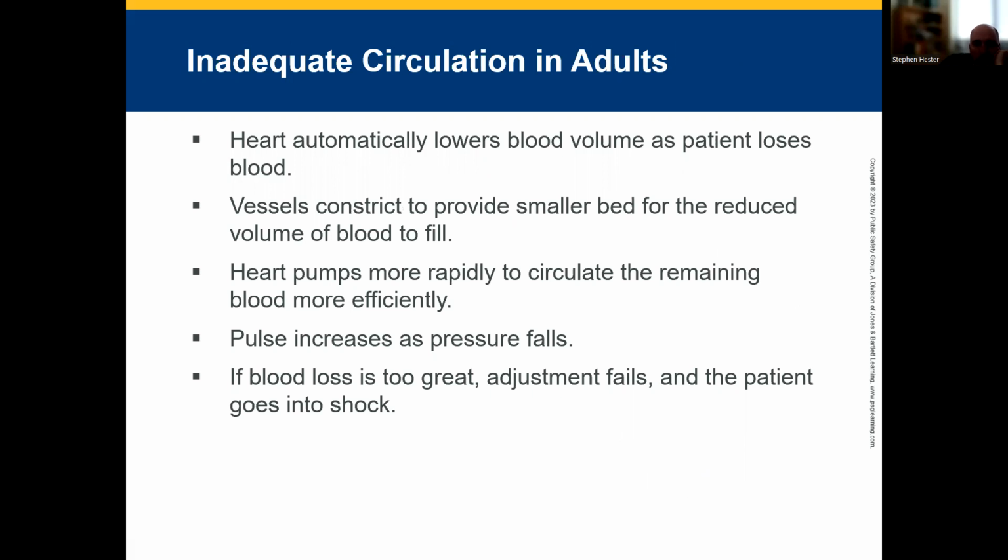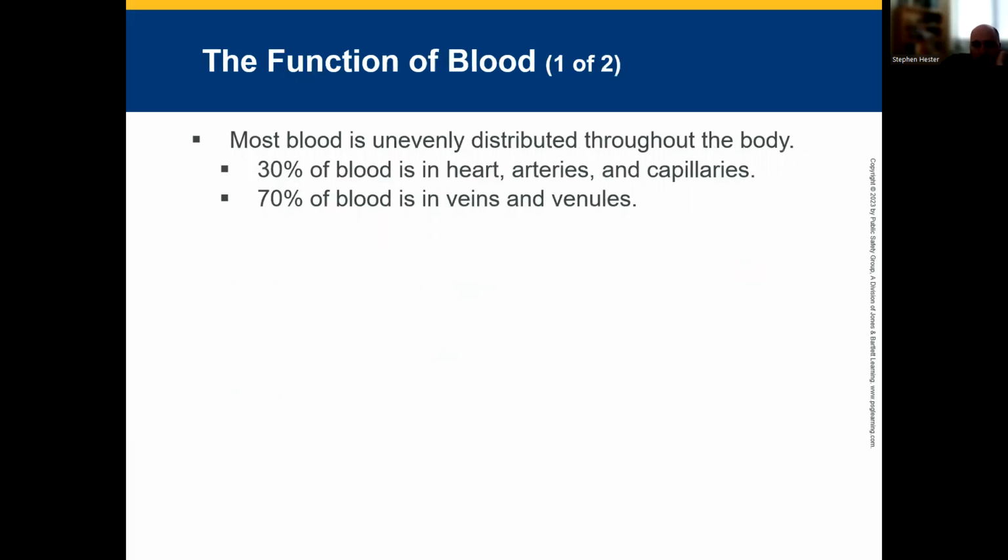All right, inadequate circulation in adults. The heart automatically lowers blood volume as the patient loses blood. The vessels constrict, the heart pumps more rapidly, the pulse increases, and if the blood loss is too great, everything fails and the patient goes into shock. Okay. Functions of the blood, what it does.